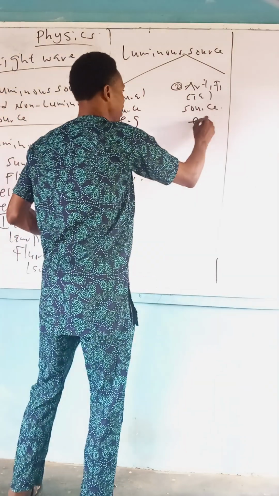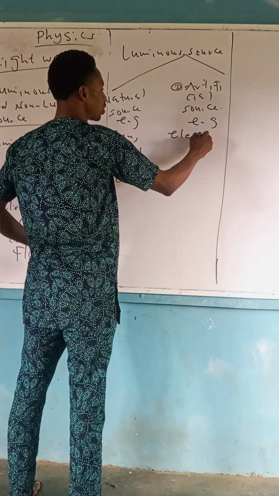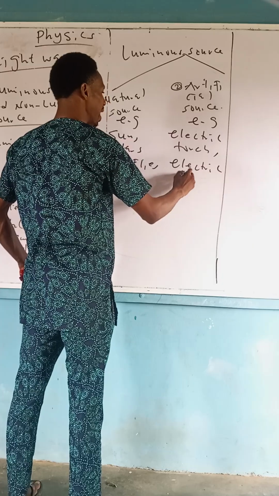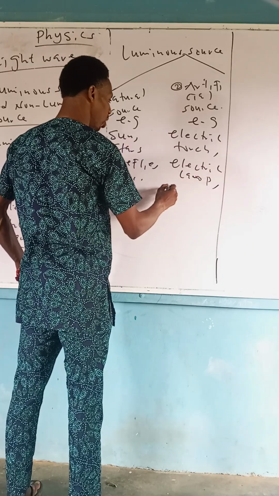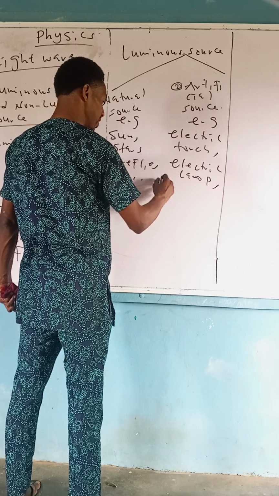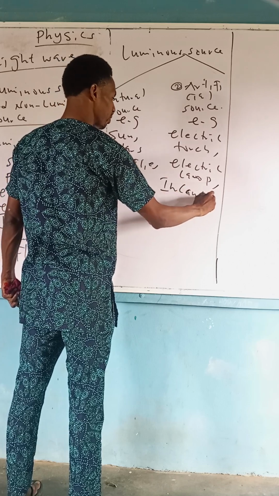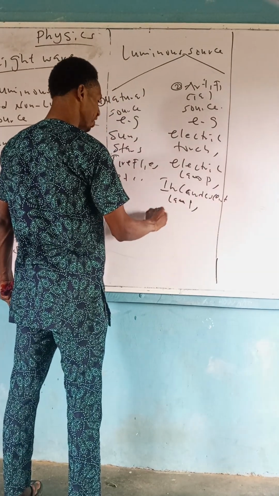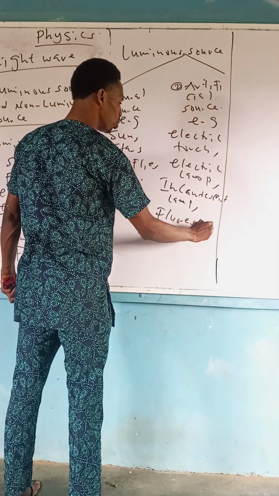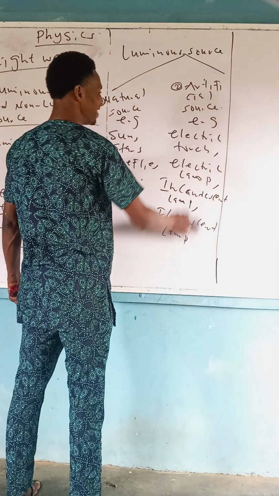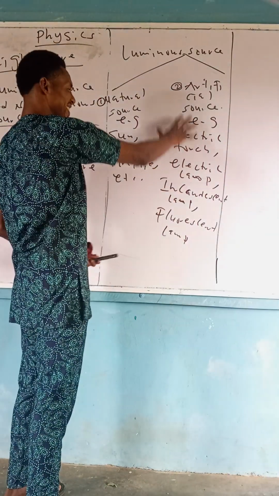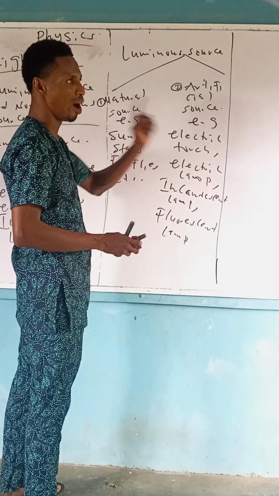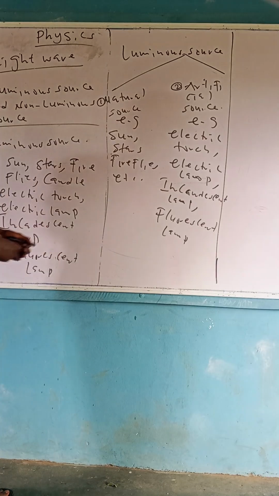So what are the examples of artificial sources? We have the electric torch, the electric lamp, the incandescent lamp, and the fluorescent tube, or you can call it a lamp. So these are some examples of artificial sources. They can produce light on their own, but by chemical or electrical means.